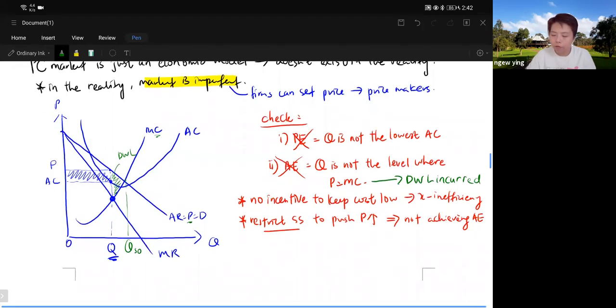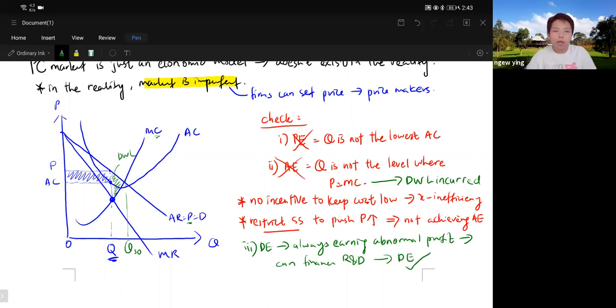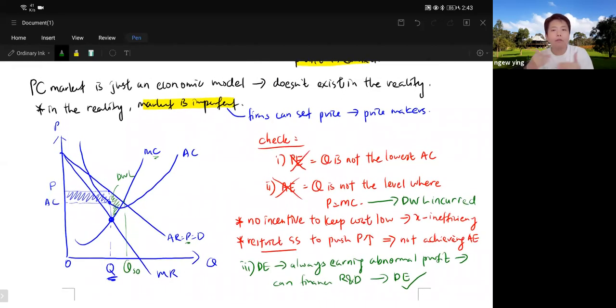And the last part of tracking is we check on dynamic efficiency. Because monopoly firms always earn abnormal profit, therefore, they can finance research and development, giving them a potential to achieve dynamic efficiency. So this is the comparison, like in the reality, where either we can or we cannot achieve these three types of efficiency.